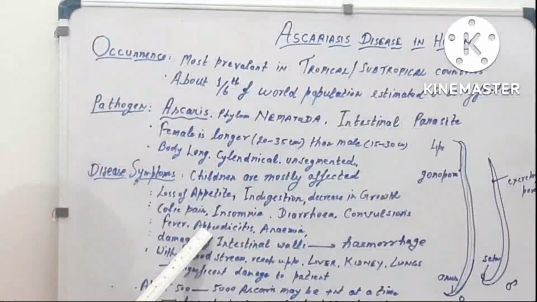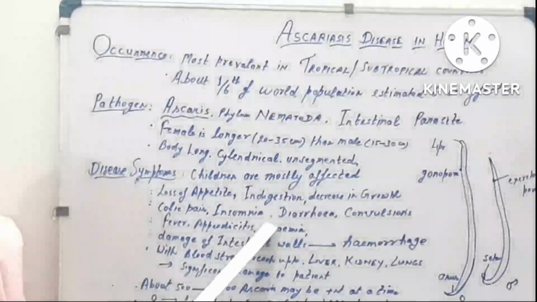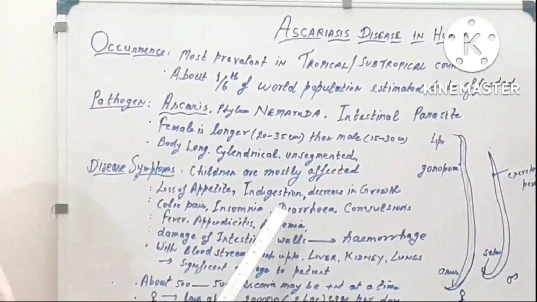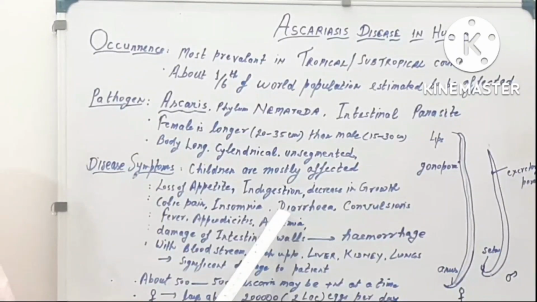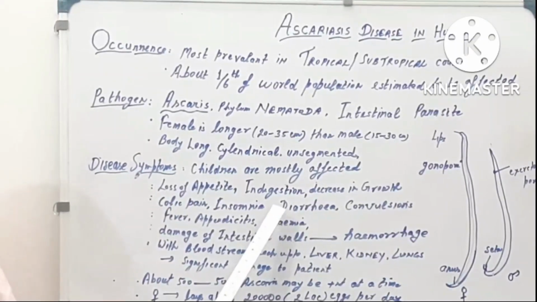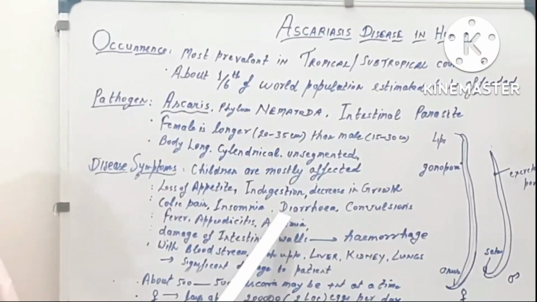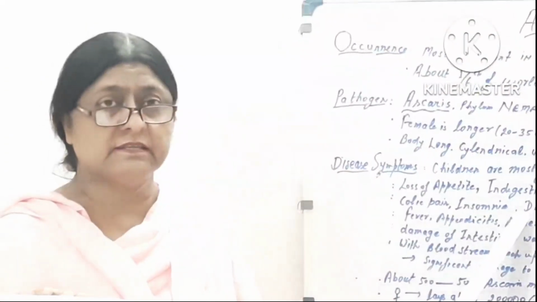And in later stages fever, appendicitis and anemia appear. I think you must know about the appendix, a small tube-like structure in our alimentary canal. It is a closed tube-like structure, and sometimes it gets affected by any infection or by these worms. So it is a very painful thing when the larvae of this pathogen enter the appendix, if the patient is not consulted by doctors and advised to take medicines.